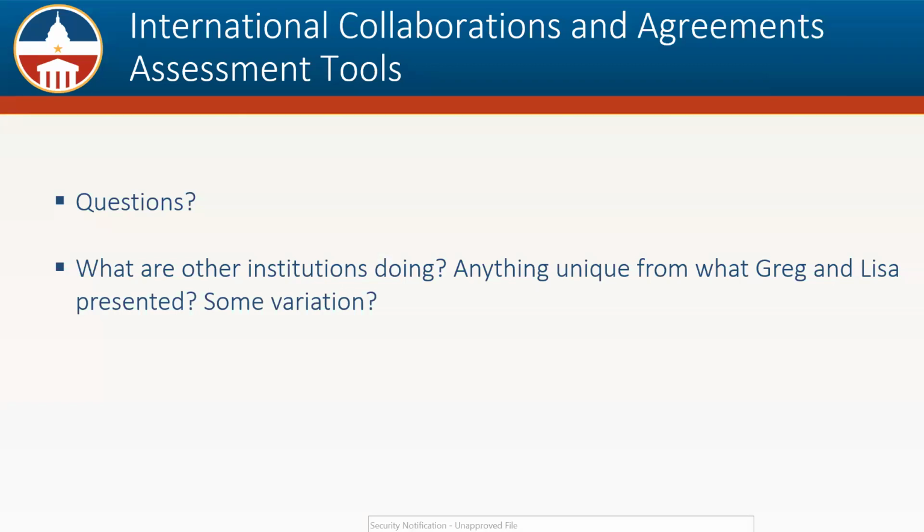Okay. This next one is for both of you, actually. It says, do either of your assessments consider the potential benefit of the international collaboration? Do you involve any faculty or other subject matter experts in assessing the benefits? You want to start, Greg?